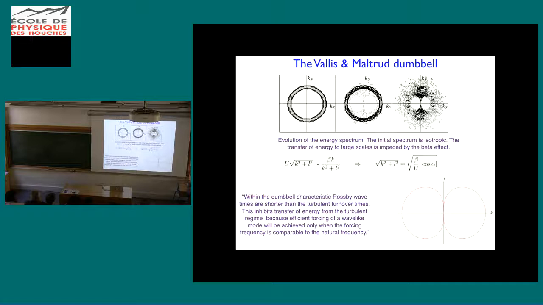So reading from Vallis and Maltrude's paper, within the dumbbell, that is in here, characteristic Rossby wave times are shorter than the turbulent turnover times. In other words, this Rossby wave frequency is very high. It's much faster than the eddy turnover time inside the dumbbell. This inhibits transfer of energy from the turbulent regime because efficient forcing of a wave-like mode will be achieved only when the forcing frequency is comparable to the natural frequency. I don't fully understand it, but it seems to at least qualitatively capture what we see when we look at the evolution of the initial energy spectrum.